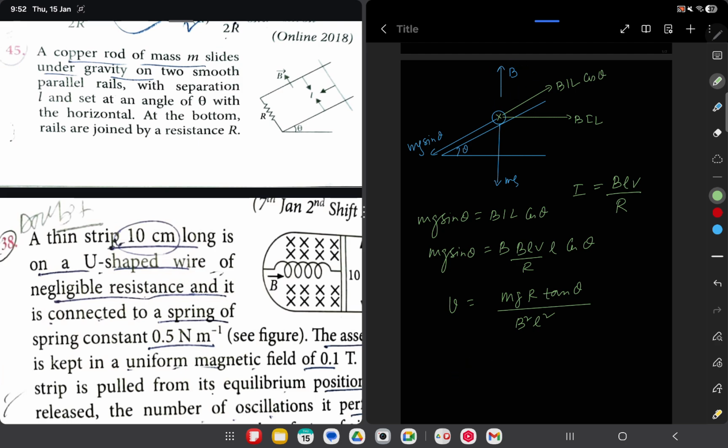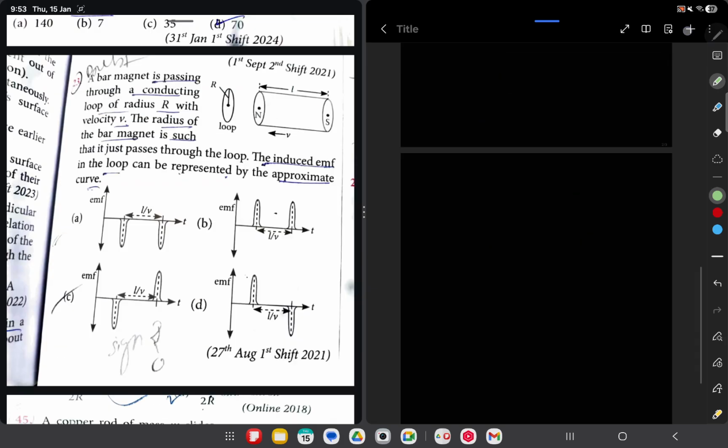But if you change B, according to the question, B is perpendicular to the plane. So in that case, what will happen? There will be no BIL cos theta. This BIL will be along this direction only. So this cos theta you may cancel out. You just need to write BIL equal to mg sin theta, and from there it will be sin theta only. But if B is along this direction, then the earlier answer would have been correct.